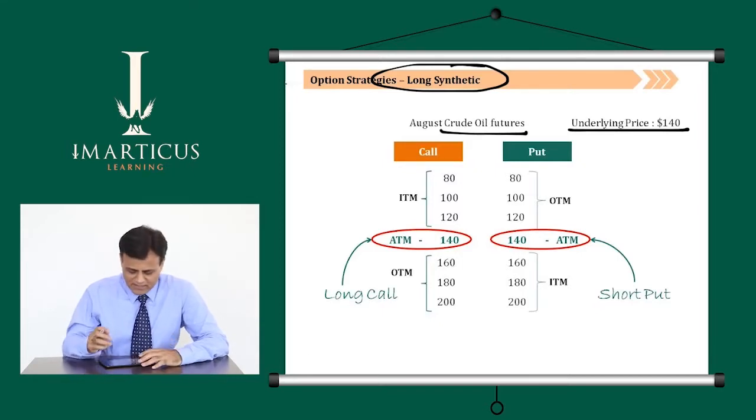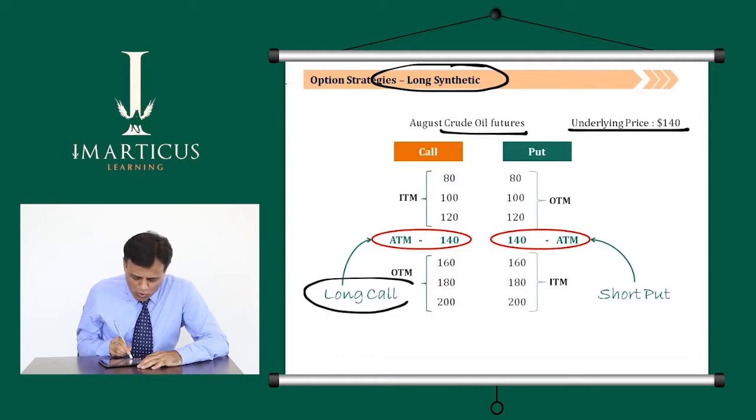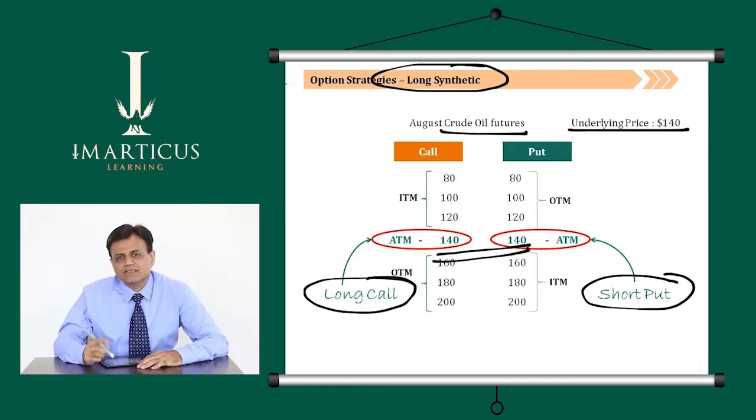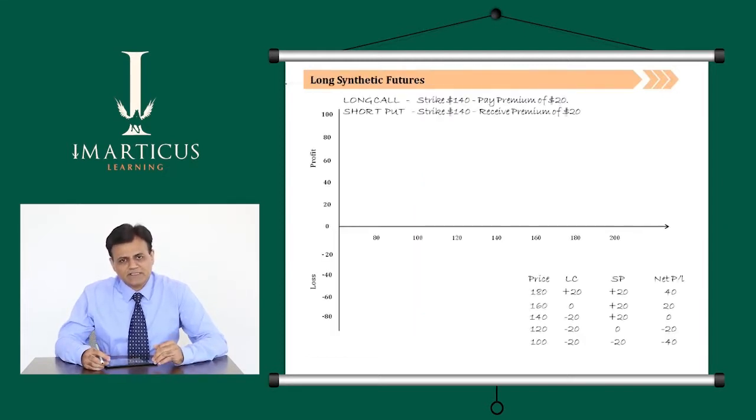In this strategy, we are going long on the call, but we are going short on the put. Also, the point to be noted is that the strike remains the same, which is $140 in this case. We are paying a premium of $20 for the long call, but we would be receiving $20 having gone short on the put. Let's try and understand the payoff for this particular strategy.